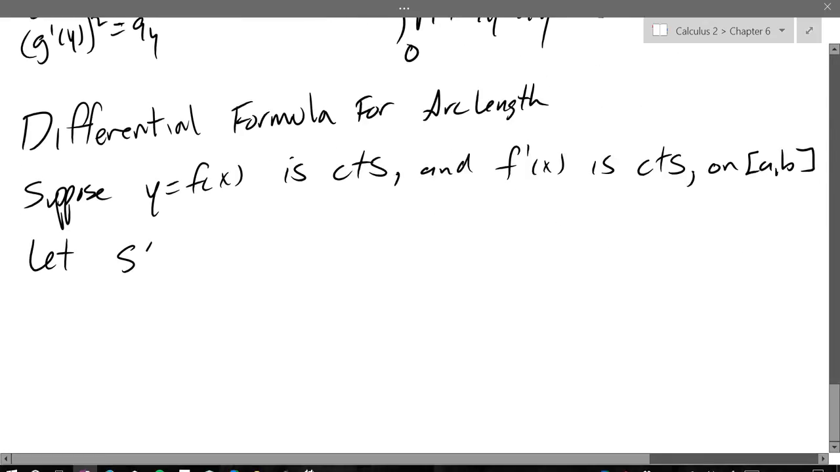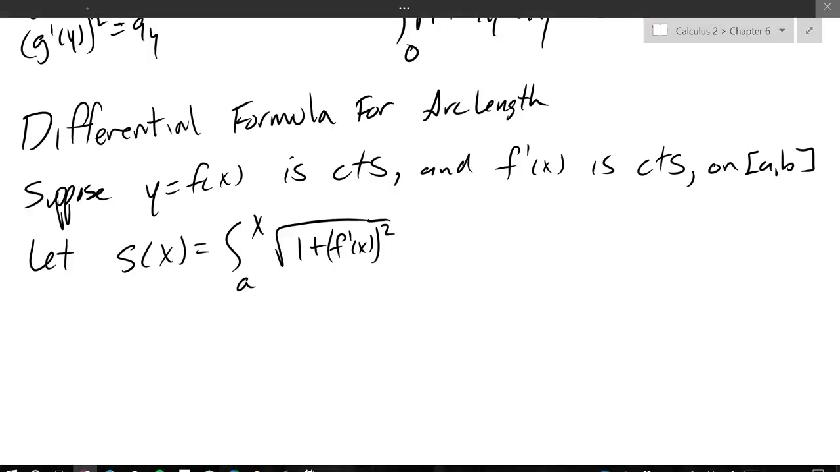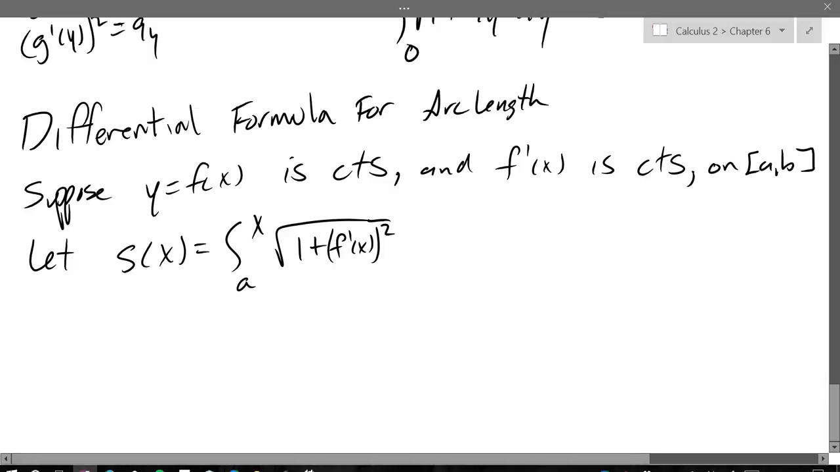So we're going to let S of x equal the integral from A to x of the square root of 1 plus f prime of x squared. Ooh, it should be f prime of t squared. Don't want to use x all over the place. So we're just using a dummy variable t because we're already using x. So this is basically arc length from A up to x.